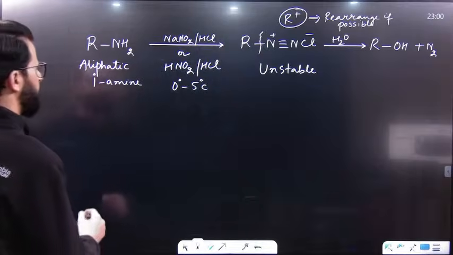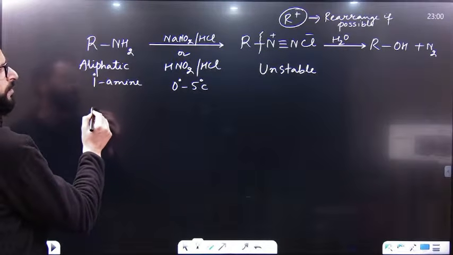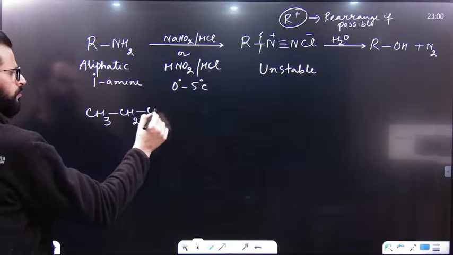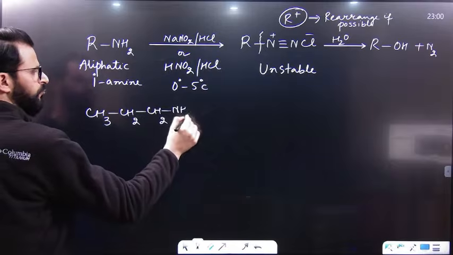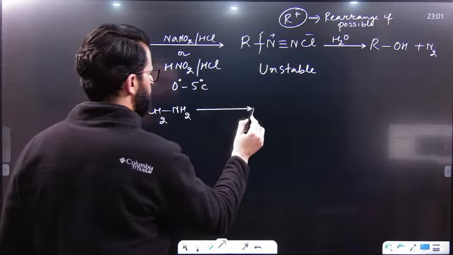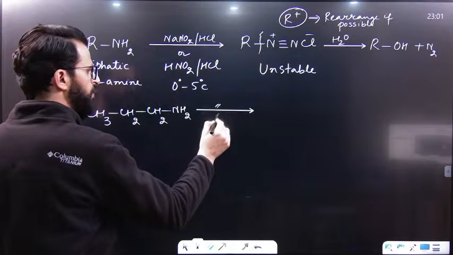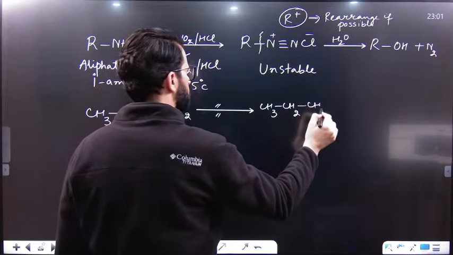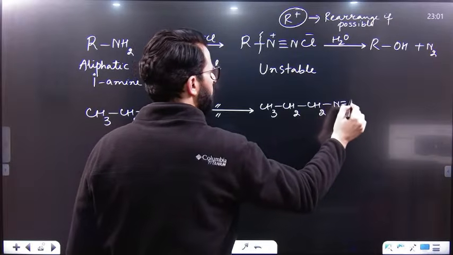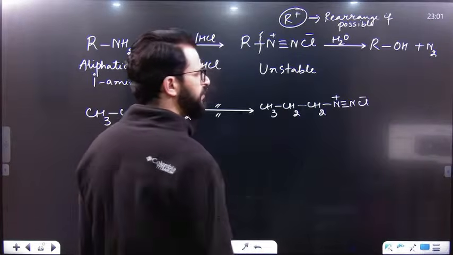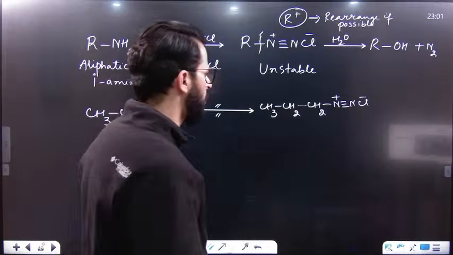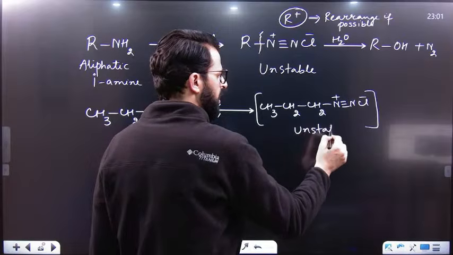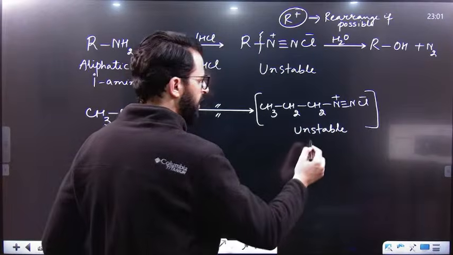For example, if you want to write down a reaction like this, CH3CH2CH2NH2, what will happen? Have a look. First of all, it will result in the formation of CH3CH2CH2 and then N triple bond N with a positive charge, Cl minus. That means it will result in the formation of propane diazonium salt. But this is unstable even at ice cold conditions, 0 to 5 degrees Celsius.